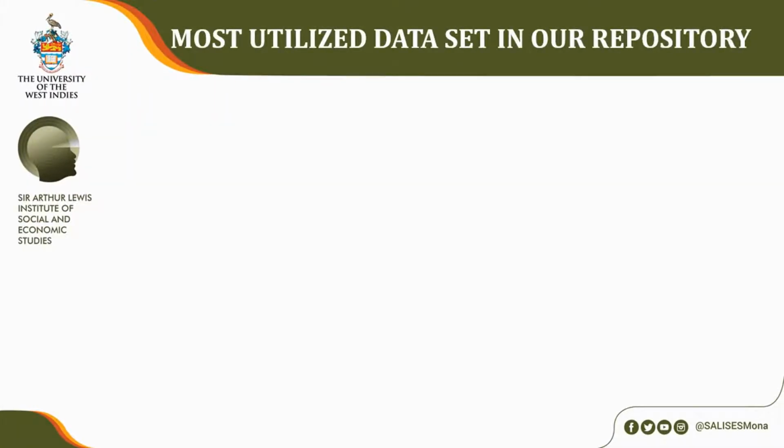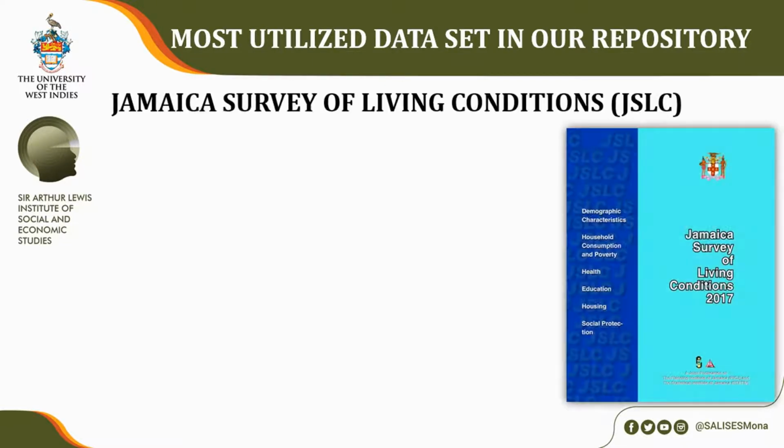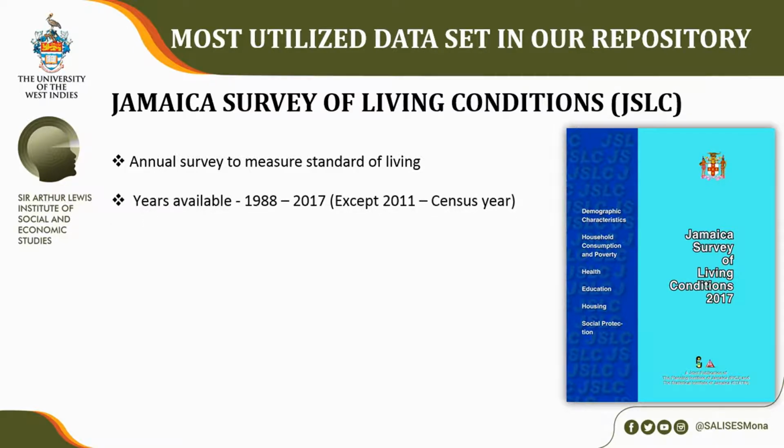Let us take a look at one of the most utilized datasets in our repository, the Jamaica Survey of Living Conditions, the JSLC. The JSLC is an annual survey to measure standard of living. The years available are 1988 to 2017, except for 2011, which was a census year, and the JSLC was not done. It is also keen to note that the JSLC is a subset of the April Labor Force Survey up to 2017.